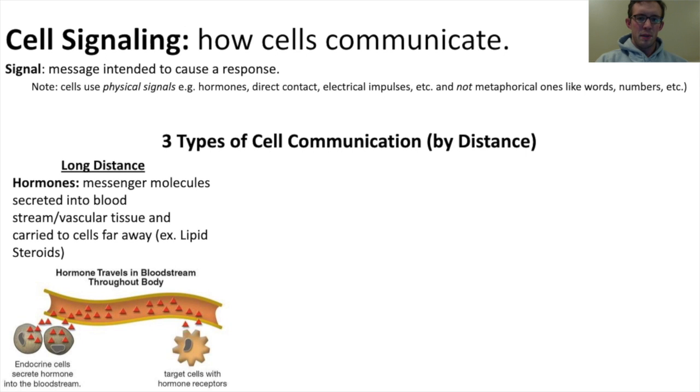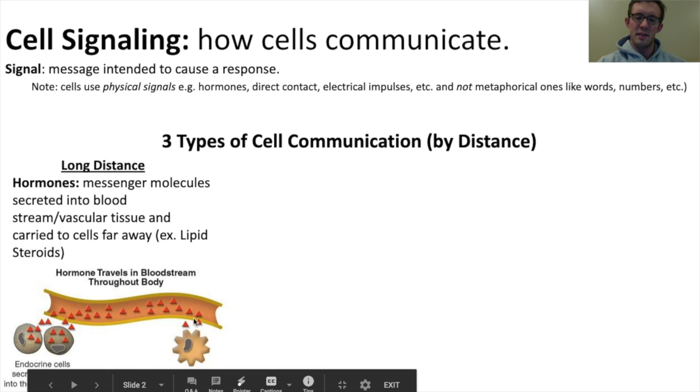So one type of cell communication that occurs over long distance is the use of hormones. If a cell needs to send a message to a cell that's on the other side of an organism, what it can do is it can secrete a hormone and pump it into the bloodstream. And the bloodstream then will carry that message to other cells that are capable of receiving it.